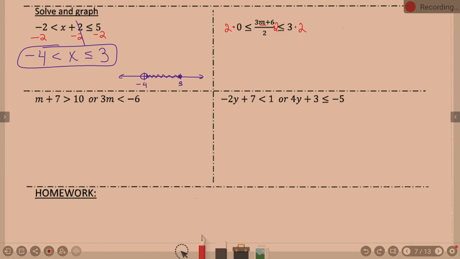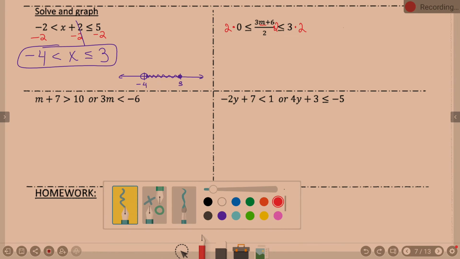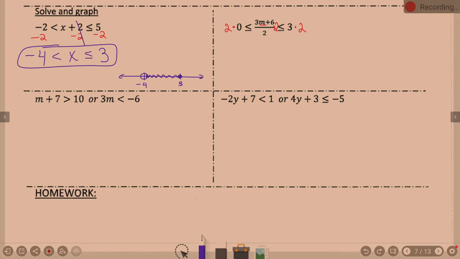Okay, this could be challenging math. What's 2 times 0? 0. Okay. 3 times... carry down your less than or equal to. Alright, 3 times 2. Hold on, don't jump. What happens with these 2's in the middle? They cancel out, leaving me with 3m plus 6. Carry down your sign.